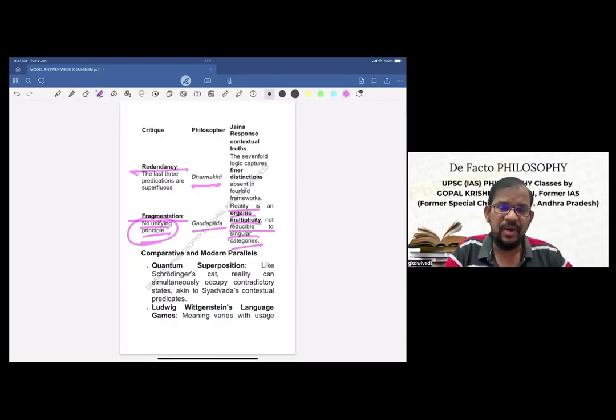Now let us see what the comparisons and modern parallels are, particularly in Western philosophy.